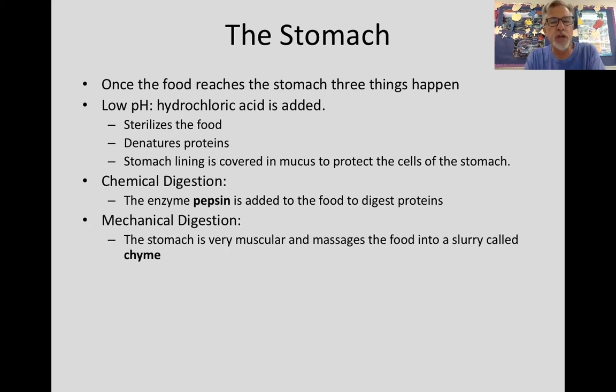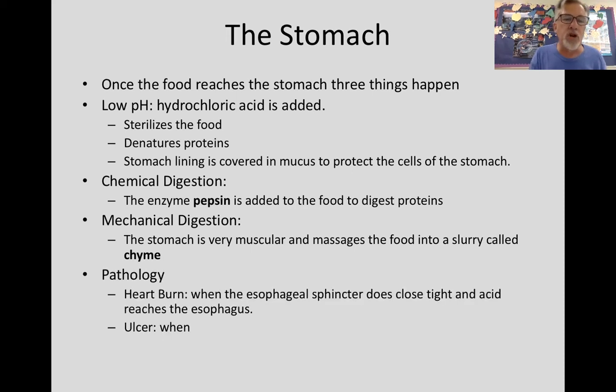In addition, we have mechanical breakdown occurring in the stomach. The stomach is very muscular and it constantly massages the food into a slurry. So what's a slurry, you might ask? A slurry is a liquid with solid particles suspended within it. And the name of the slurry is chyme. So the stomach massages with its muscles the food into chyme.